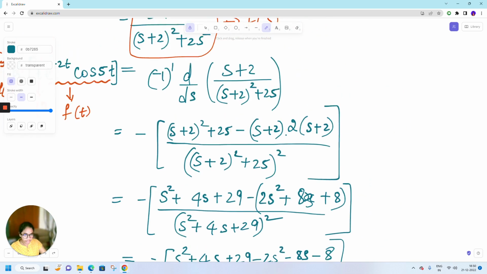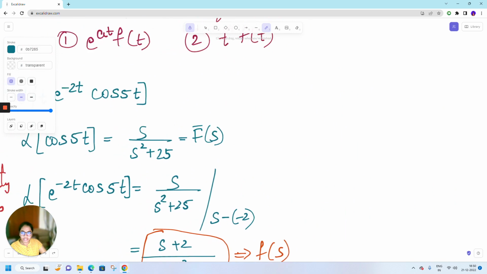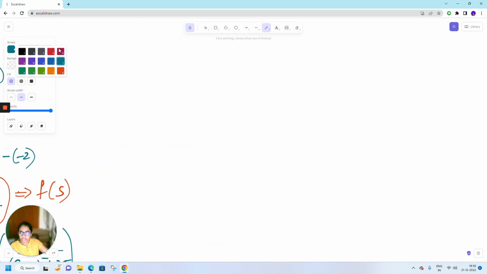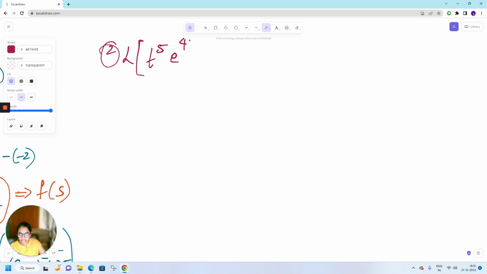Yes, so moving on to our next question, find the Laplace transform of t to the power 5 e power 4t cos hyperbolic 2t. Now I can take f of t as cos hyperbolic 2t, apply the formula, and then I can apply the shifting property, then apply the second property. As you can see, we have t to the power 5, which means you would have to differentiate it how many times? 5 times.